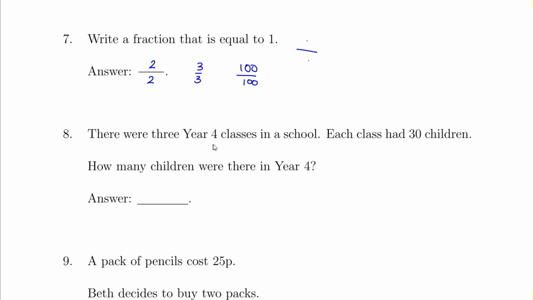What about 8? There were 3 classes in year 4 of a school. Each class had 30 children. How many children were there in year 4? Well, if there are 3 classes, then you times it by 3, and each class has 30 children, so you get 90 children altogether.